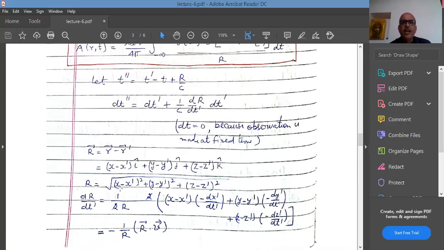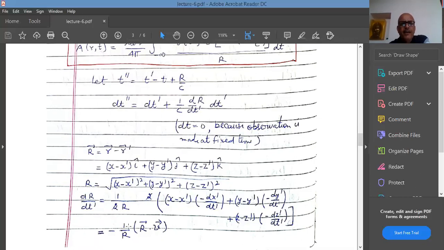So we differentiate it again. When we differentiate all these terms, a factor of 2 will also come, so I have taken 2 out. Then x minus x dash, and the differentiation of x minus x dash: the differentiation of x will be equal to 0, as I told you, the point of observation is fixed. So any change in x is not allowed. The same argument holds for y and z also, because its coordinate is x, y, z. So this becomes x minus x dash into minus dx dash upon dt dash, y minus y dash into minus dy dash over dt dash, and z minus z dash into minus dz dash over dt dash.